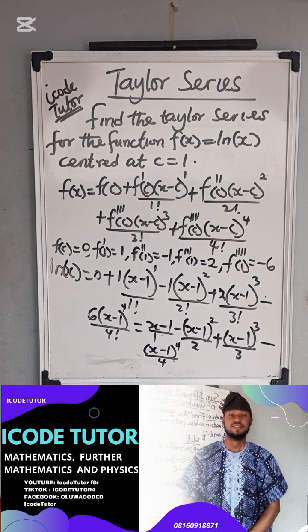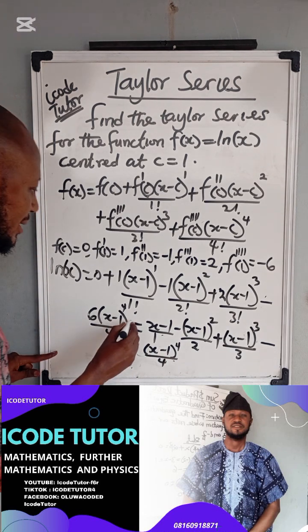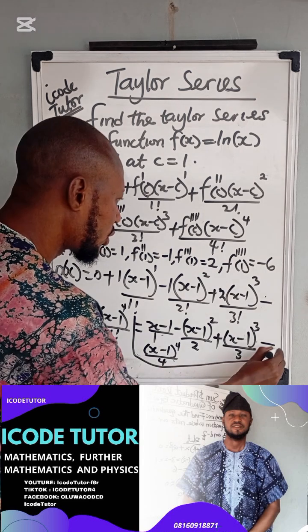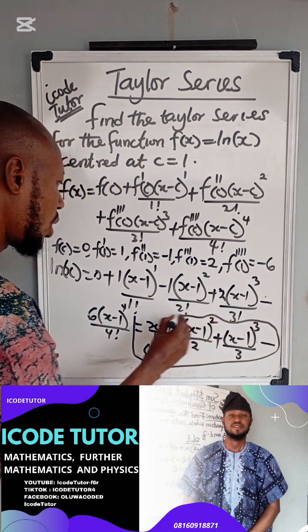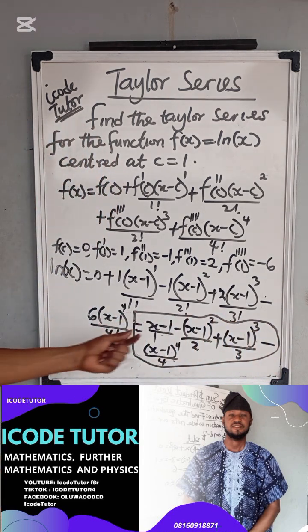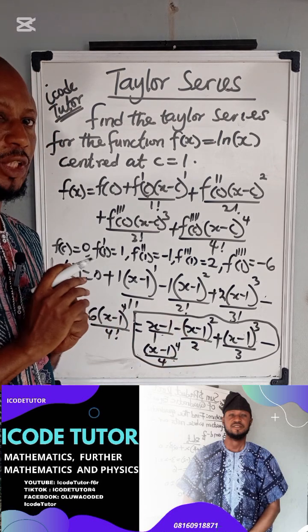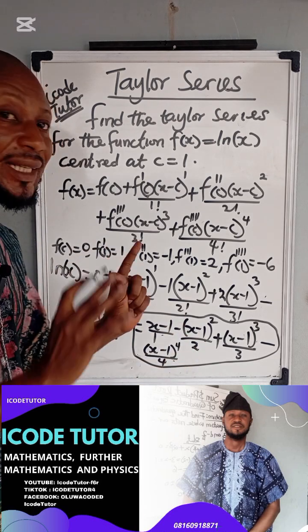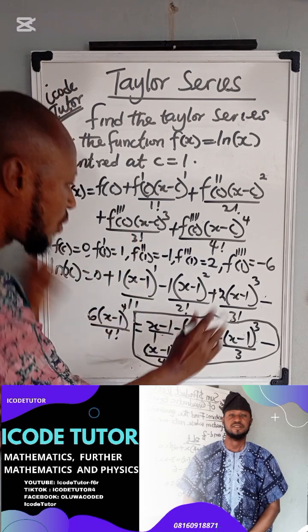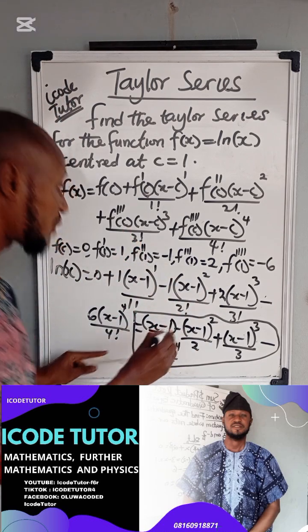Now, the next thing is this. That means that this is the series of the function. The next thing to do is to find the summation of this particular function. That means that we need to generate a function for this particular series, I mean.